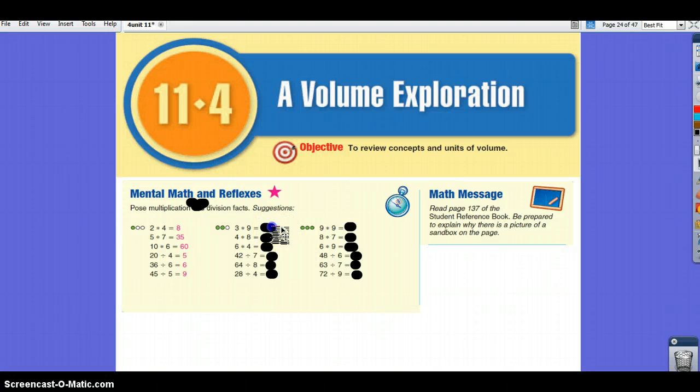3 times 9, 27. 4 times 8, 32. 6 times 4, 24. 42 divided by 7, 6. 64 divided by 8, 8. 28 divided by 4, 7.